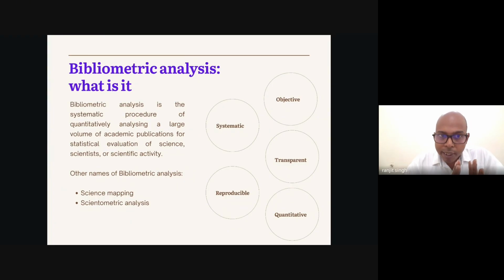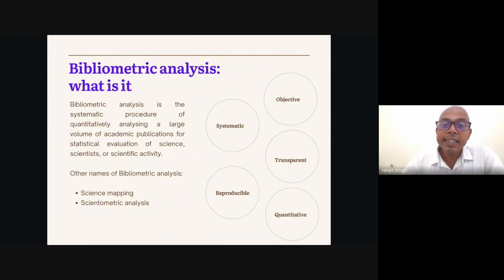So the major difference between the bibliometric analysis and the systematic review is the bibliometric analysis focuses on quantitative and the systematic review focuses on qualitative analysis. And in the literature, it is also known as science mapping, scientometric analysis also. And the major characteristic of a bibliometric analysis is it is objective, because here we are collecting the data from the database. So there is no subjective bias in the research.